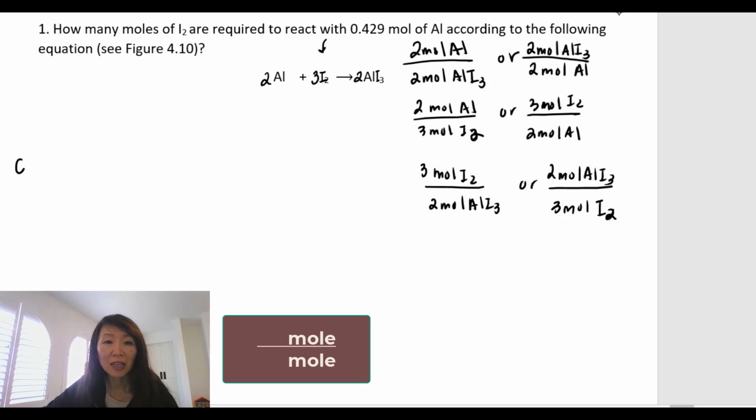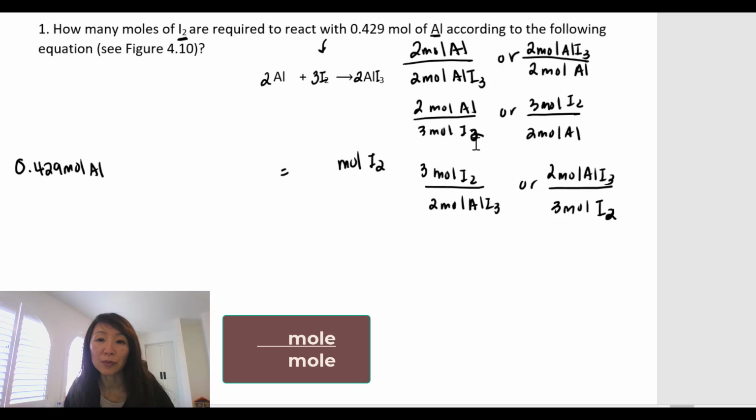So the question asks: 0.429 moles of aluminum are given, and from that, with this reaction, how many moles of I2 are required to produce a product? So in the end, I want moles of I2. Based on this, the relationship that's showing in the equation is between I2 and aluminum. Where in this conversion does the mole-to-mole ratio show the relationship between I2 and Al? Well, it looks like this row right here, I2 and Al.